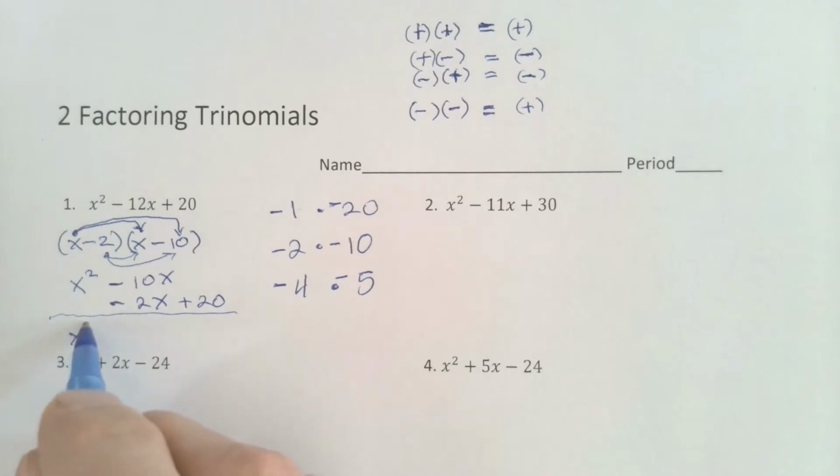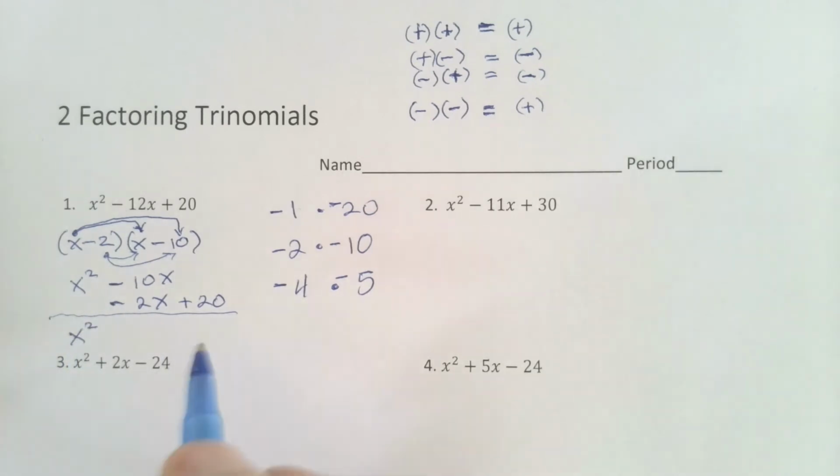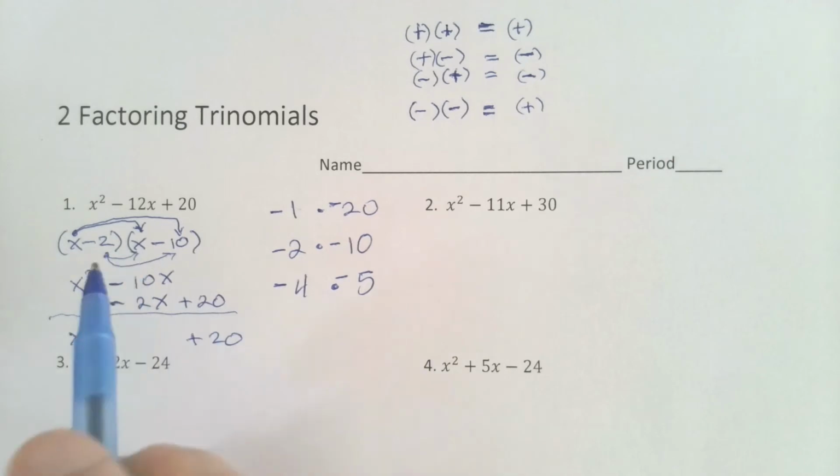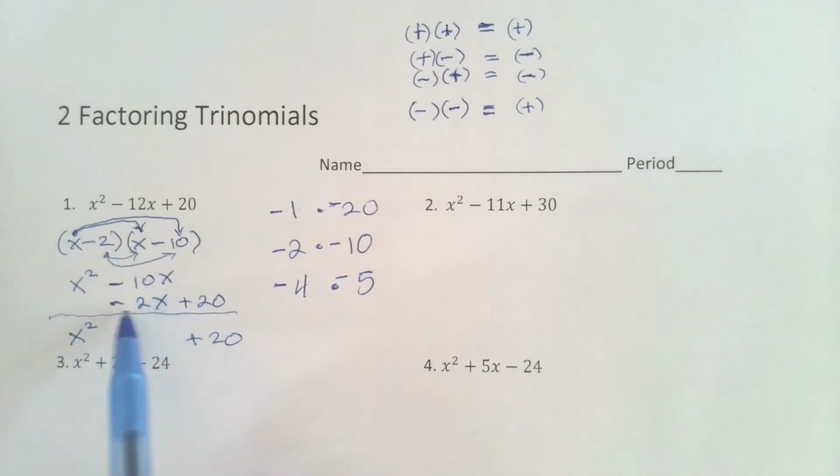So quite literally, I needed numbers that would do two things. They needed to multiply to make 20, like they do right here, but they need to add to make negative 12, like they do right here. Okay?